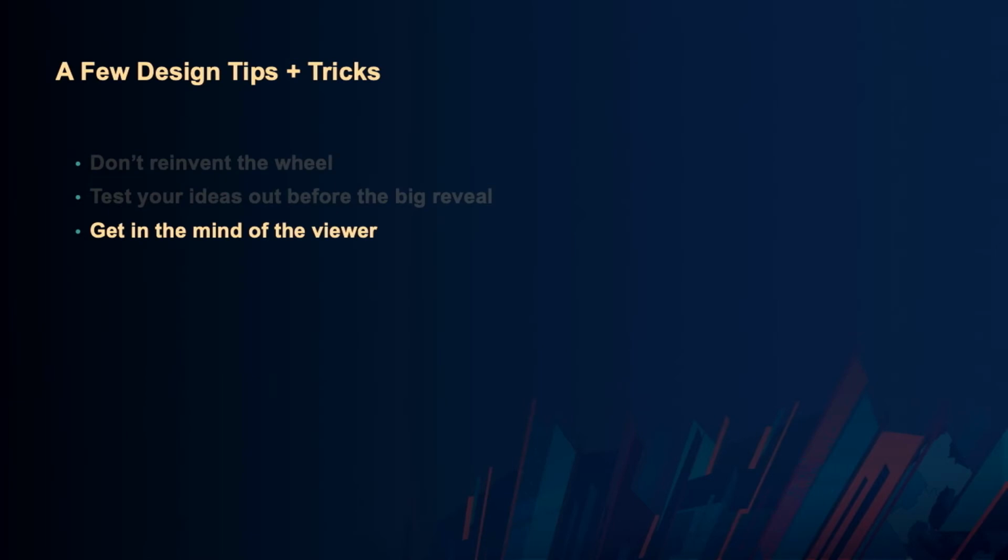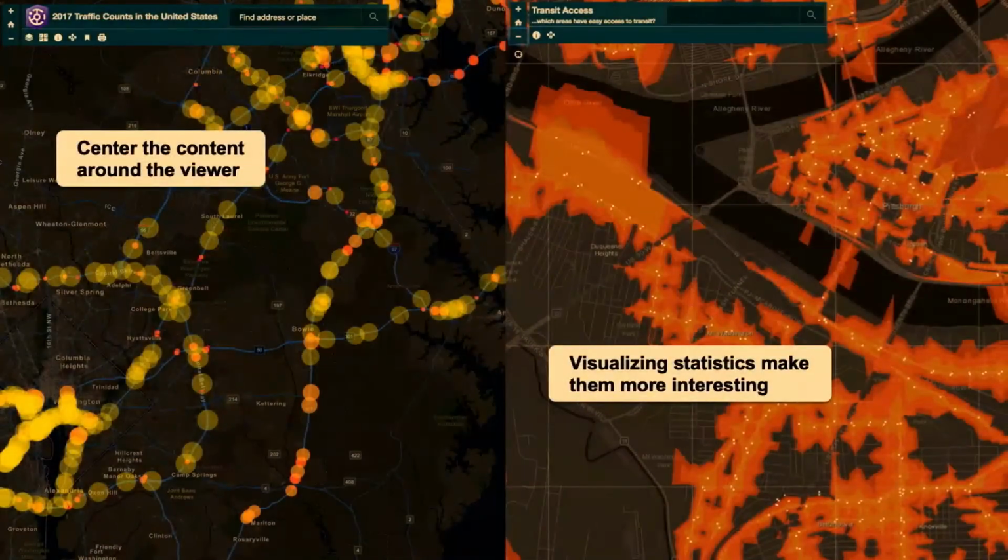So it's one thing to know your audience, but it's another to present the content to them from their own viewpoint. So it's important to get in the mind of the viewer. As much as possible, you want to center the content of your initiative around that person's viewpoint. Use visualizations to make complex statistics more interesting. So centering around the viewer might be making sure that the app that you have featured has geolocation built in so that they can see what's going on at their house.